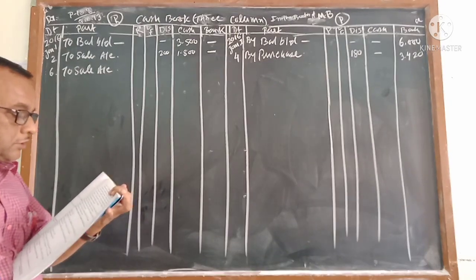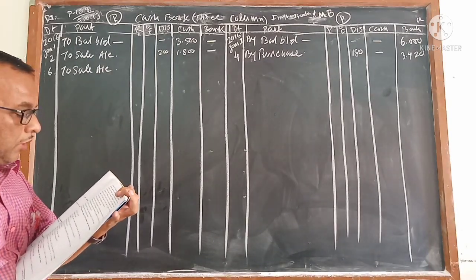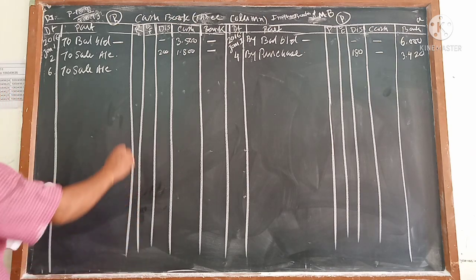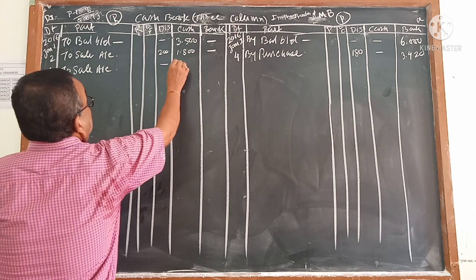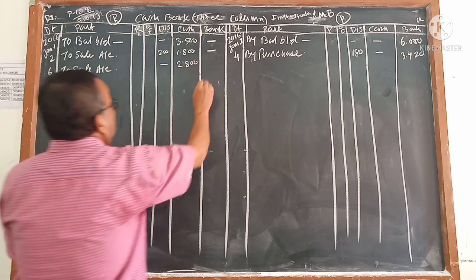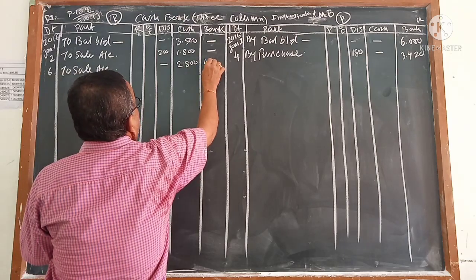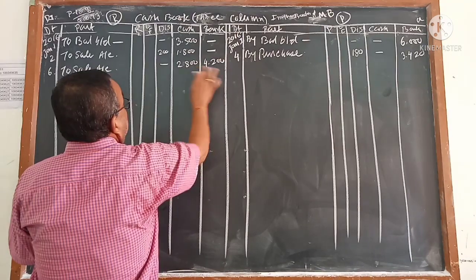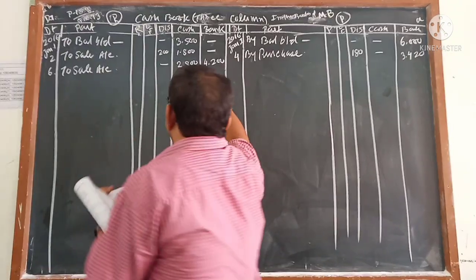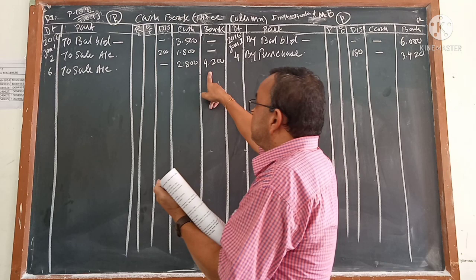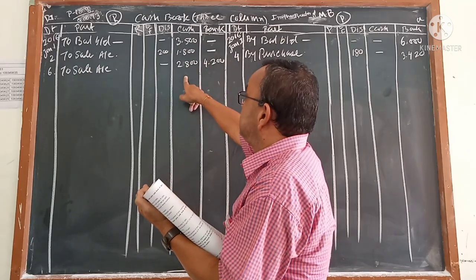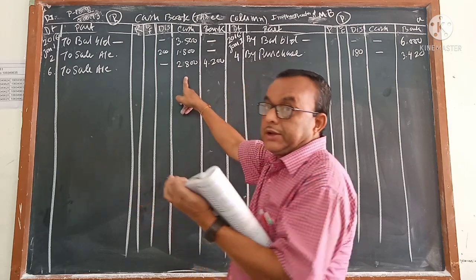7000, of which 40% amount is paid by cash, and the remaining amount is paid by check, which is deposited into the bank. 40% means 2800. And 60% means 4200. Yes, this 4200 you have received by check which is deposited in the bank, which is 60%, and this 40% is 2800.